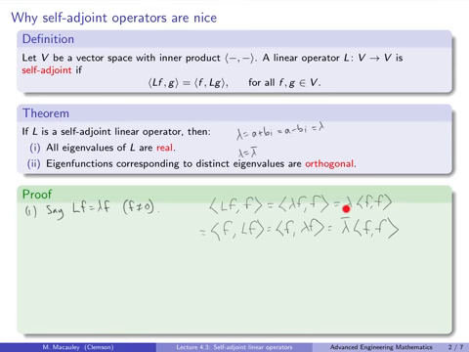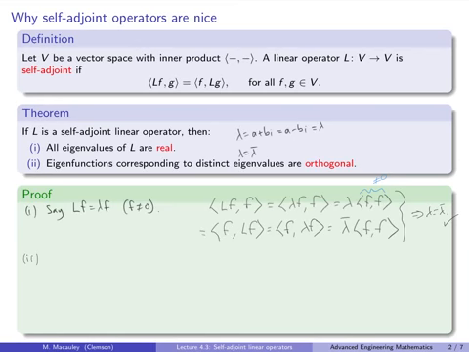So now what we have is lambda times f dot f equals lambda bar times f dot f. Let me just remind you that f dot f is non-zero, because that's the norm squared of f, and f is non-zero. So we have lambda times some non-zero number equals lambda bar times some non-zero number, and therefore we conclude that lambda equals lambda bar, and that's exactly what it means for lambda to be real. That's the first part. Okay, so here's the second part.